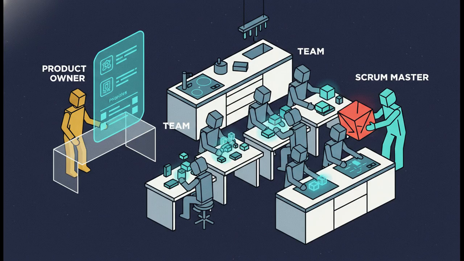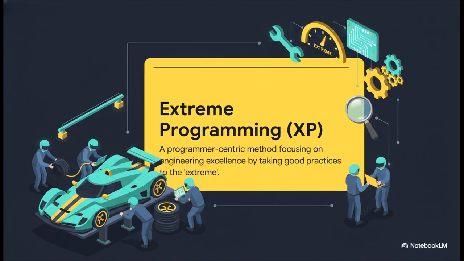Their job is to make sure the kitchen is running smoothly and to clear any roadblocks so the cooks can just focus on cooking. Now, if Scrum is the kitchen that's focused on managing the project, there's another flavor of Agile called Extreme Programming, or XP.